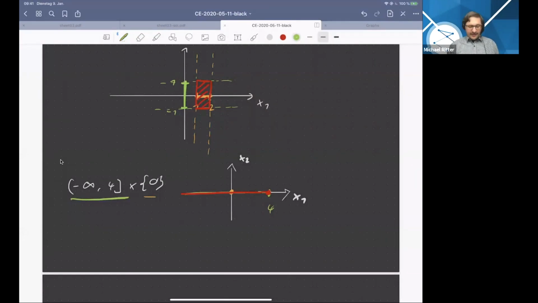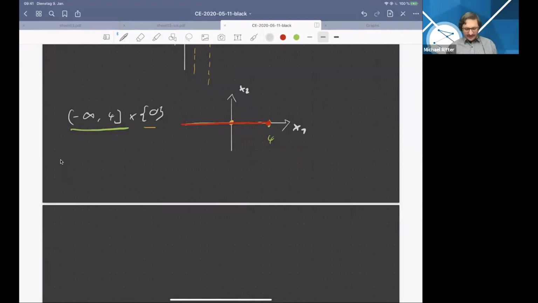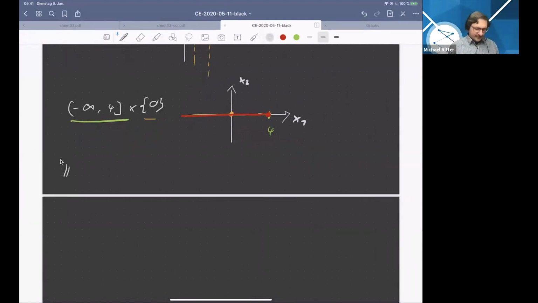Okay, final example. You know these already basically. We've often talked about sets such as R2, for example. It's just a convenient abbreviation for R times R, meaning the set of all tuples x1, x2, where x1 and x2 are both in the same set R. So vectors with two coordinates, both from the reals.